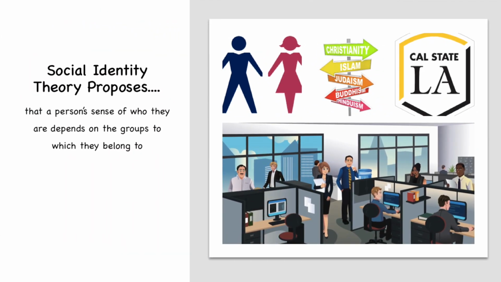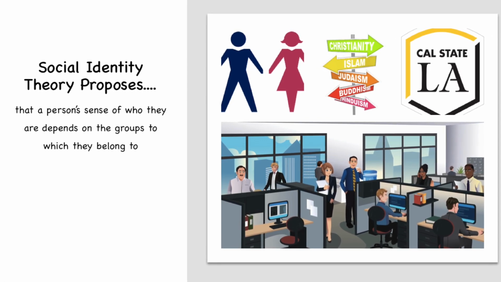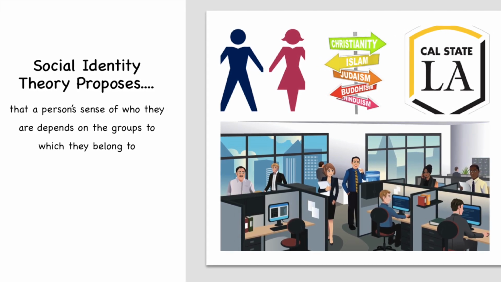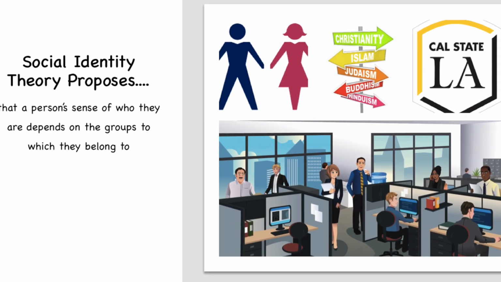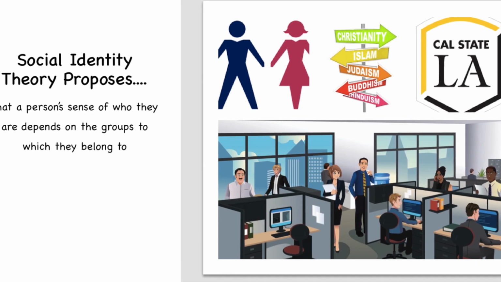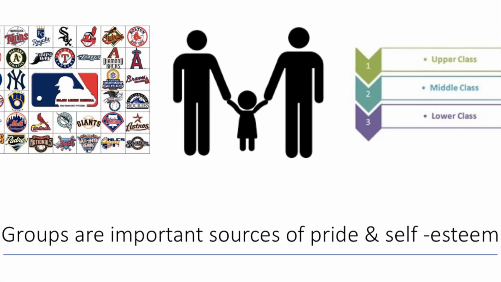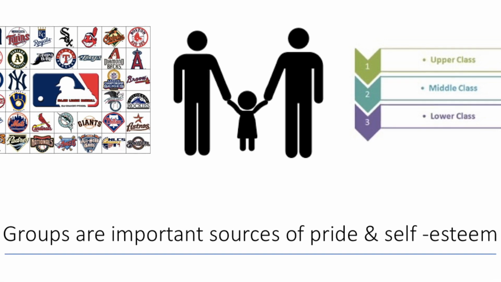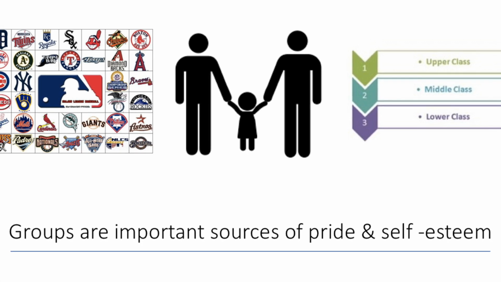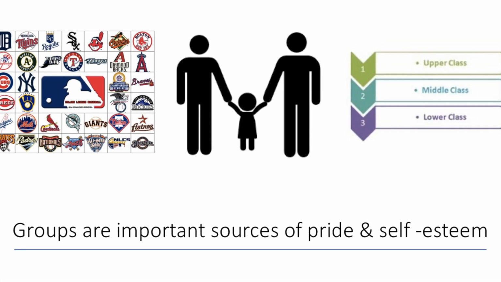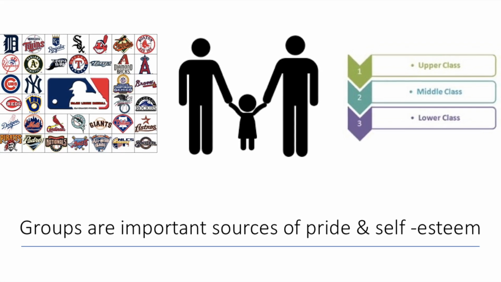Social identity theory proposes that a person's sense of who they are depends on the groups to which they belong. An individual does not just have a personal selfhood, but multiple selves and identities associated with their affiliated groups. Tajfel proposed that the groups which people belong to, for example, a baseball team fan club, family, or social class, were important sources of pride and self-esteem.